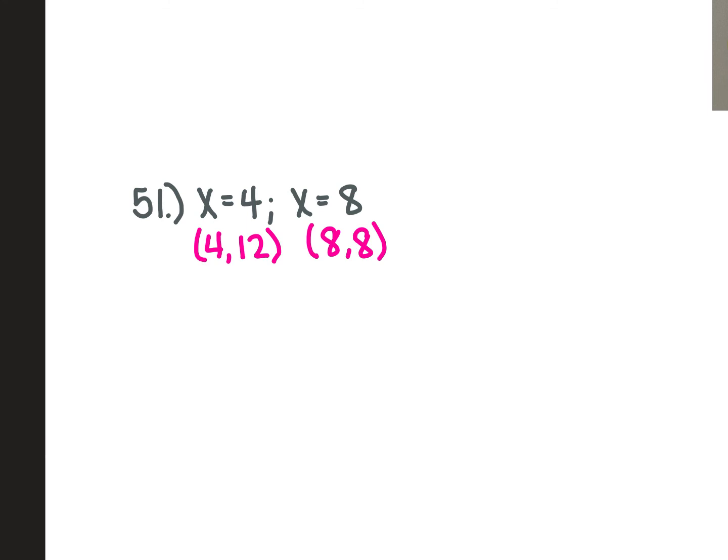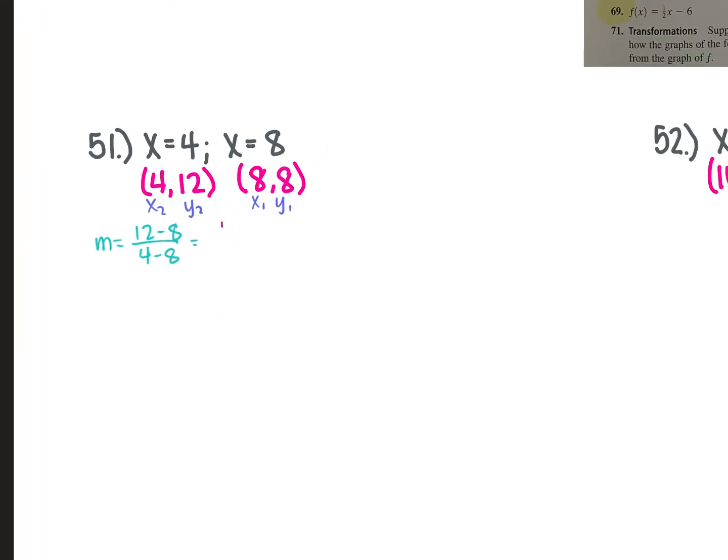The 8, 8. Is that what you said? Yes. So x1, y1, this will be x2, y2. So to find your average rate of change, you're still just finding the slope. So we're going to find the slope by doing y2 minus y1 over x2 minus x1. So that's 12 minus 8 over 4 minus 8. The 12 minus 8 gives us 4. The 4 minus 8 simplifies to negative 4, so that -1 is your average rate of change.